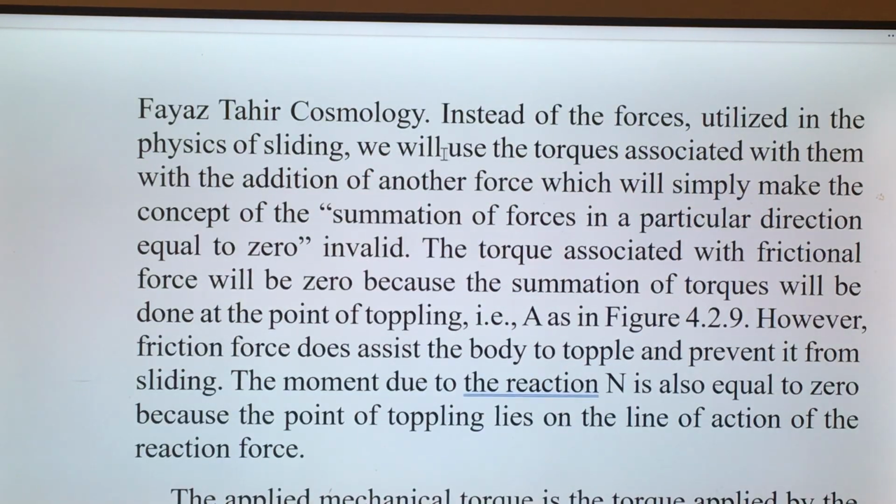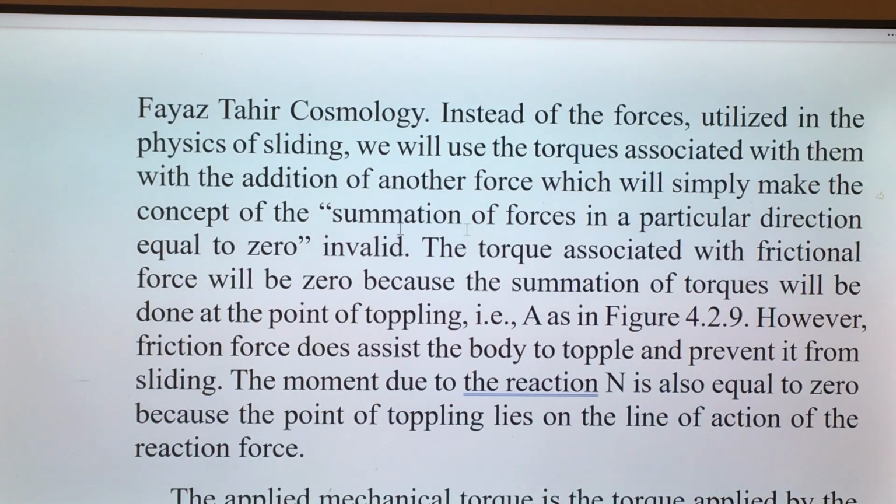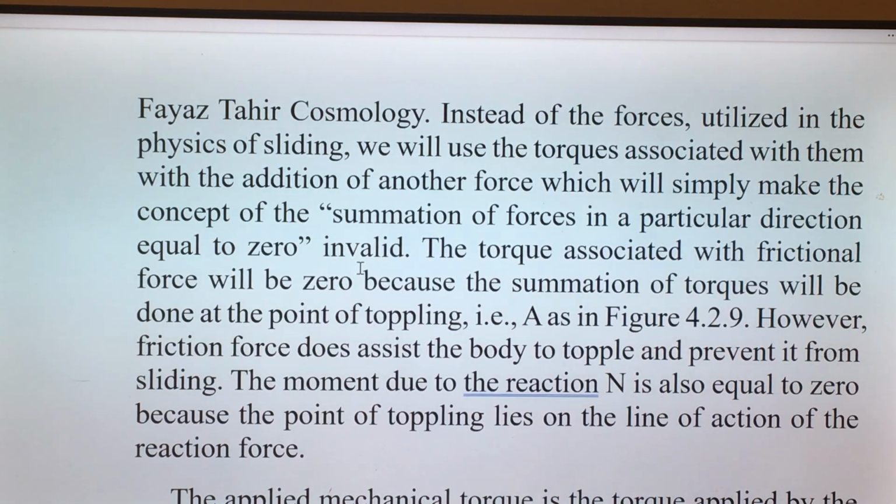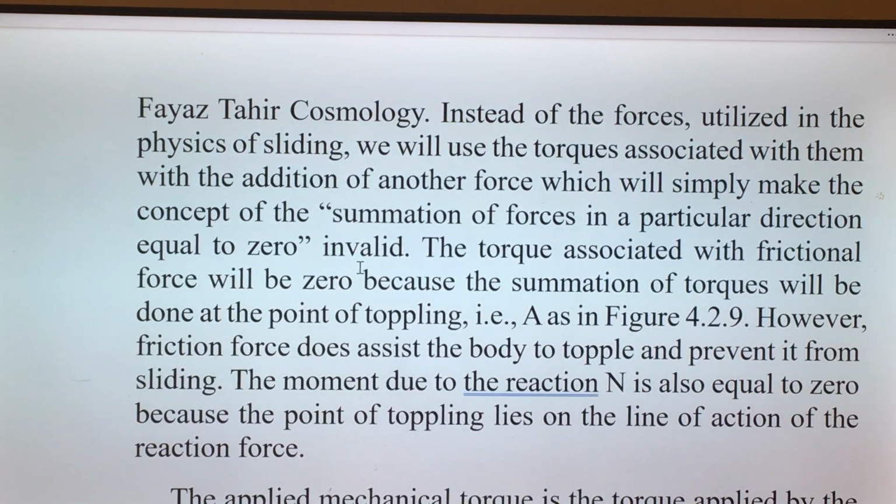That's what I explained. We will use this with the addition of another force that I just showed you, which will simply make the concept of the summation of forces in a particular direction equal to 0 invalid, because we don't know the direction of that force. So the torque associated with the frictional force will be 0, because the summation of torques will be done at the point of toppling.